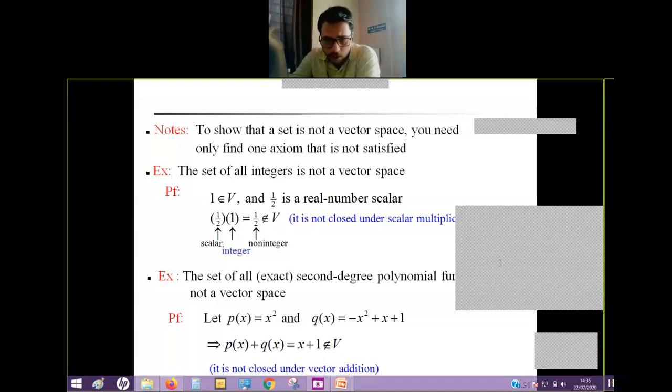So we can say that half is a real number, which can be used as a scalar here. So half into 1 is half, and we know that half is not an integer. That's why we saw the basic definitions of integer, whole number, and real number at the beginning of our sessions. Are you getting this?